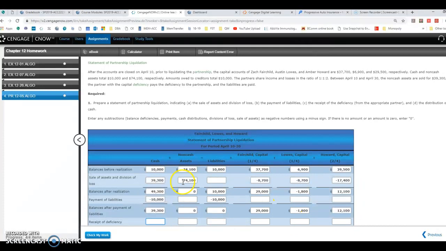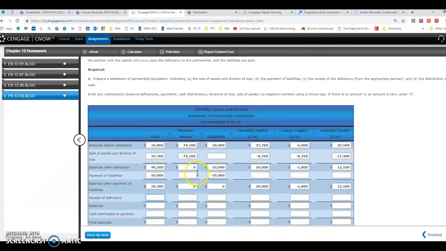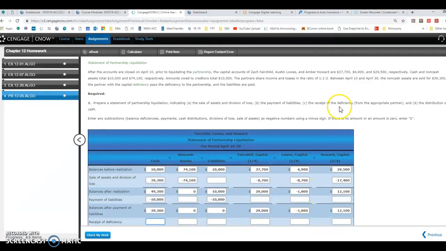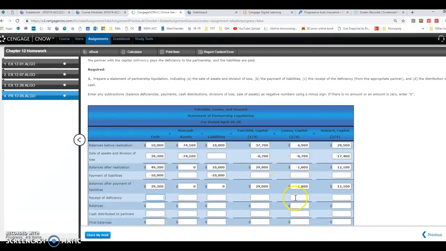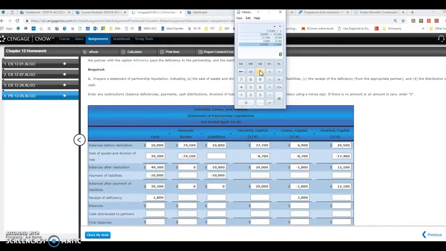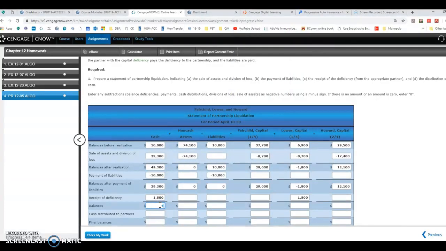Okay, now it says in part 1 here that the partner with the capital deficiency pays the deficiency to the partnership. Okay, so the next thing, this guy here, Lowe, or whoever it is, what is Lowe's name? Austin Lowe. Okay, so Austin shows up with his $1,800. And that means we're getting cash of $1,800. Now we get new balances. Okay, we had $39,300 in cash. We're going to add $1,800. So we now have cash of $41,100.